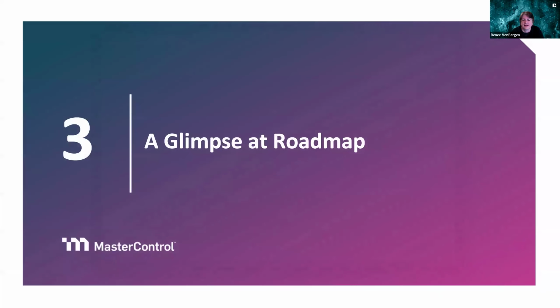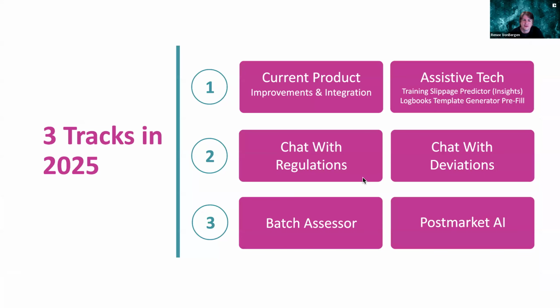All right. Let's look ahead at what we have coming up in the future. In 2025, so this year, we've got really 3 tracks of things that we're working on. First, we'll talk about our current products. So the 3 products that I just mentioned will have improvements such as true false, for example. We're also doing integration actually into QX itself.